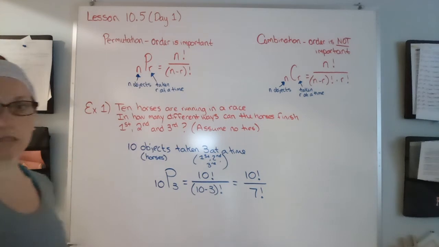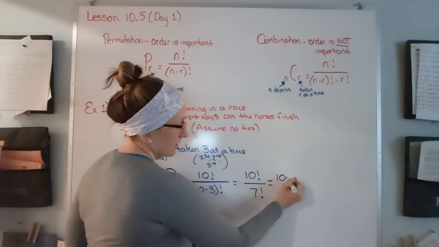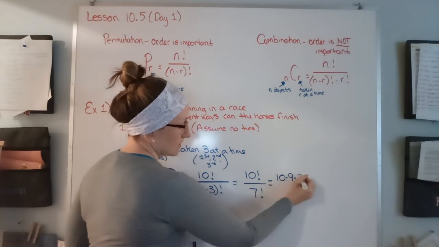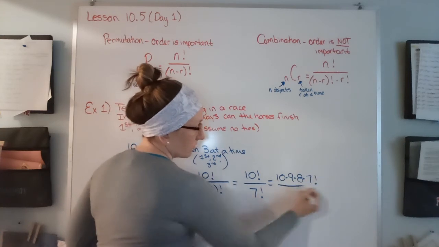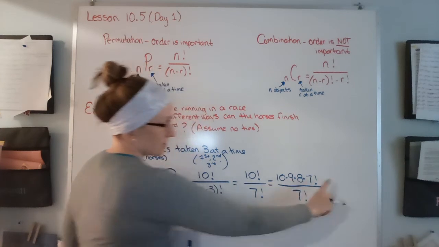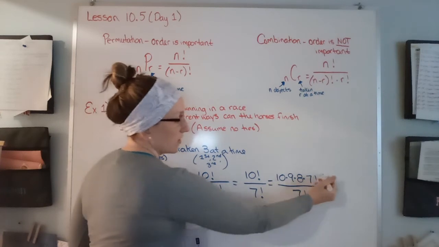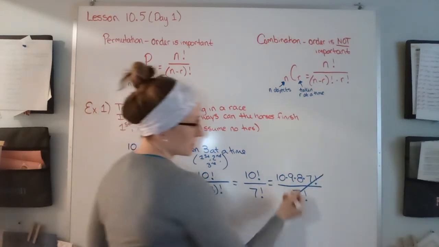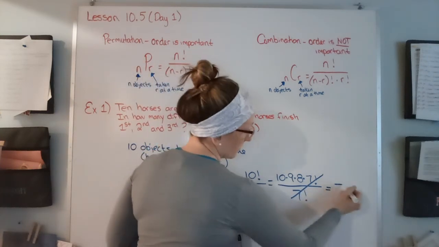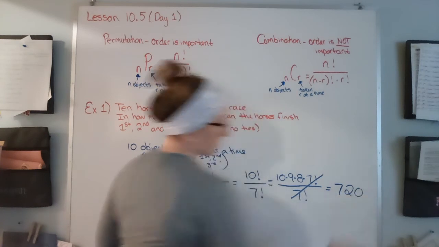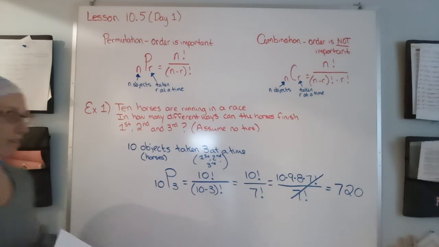Now notice how I'm going to write it out the next step. In the numerator, I'm going to write this as 10 times 9 times 8 times 7 factorial over 7 factorial. I didn't go all the way down to 1. I stopped at 7 factorial because I knew the denominator was 7 factorial. Those now cancel. So I'm just left with 10 times 9 times 8, which gives you 720. So there's 720 different ways that the horses can come in first, second, and third place.